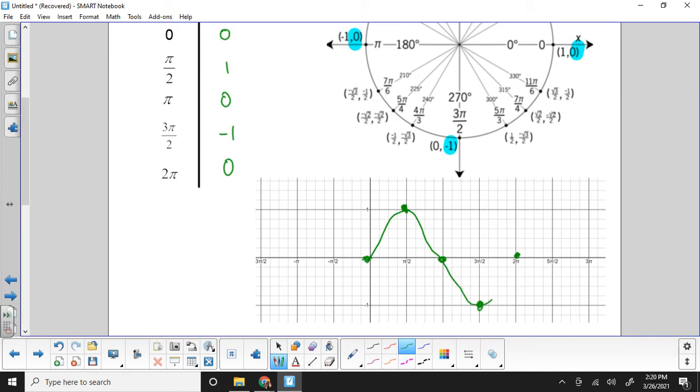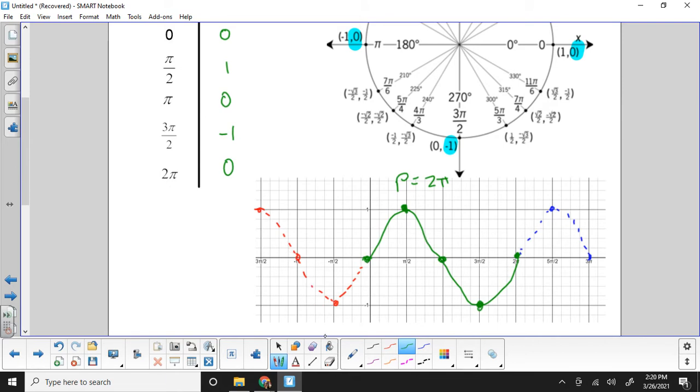Again, just as we saw with our cosine function, I could continue to graph this and graph another cycle. Or I could go in the negative direction, plotting those key points and continuing to graph it. But one period of our sine function is equal to 2 pi. That's the amount of time it takes to complete one cycle.